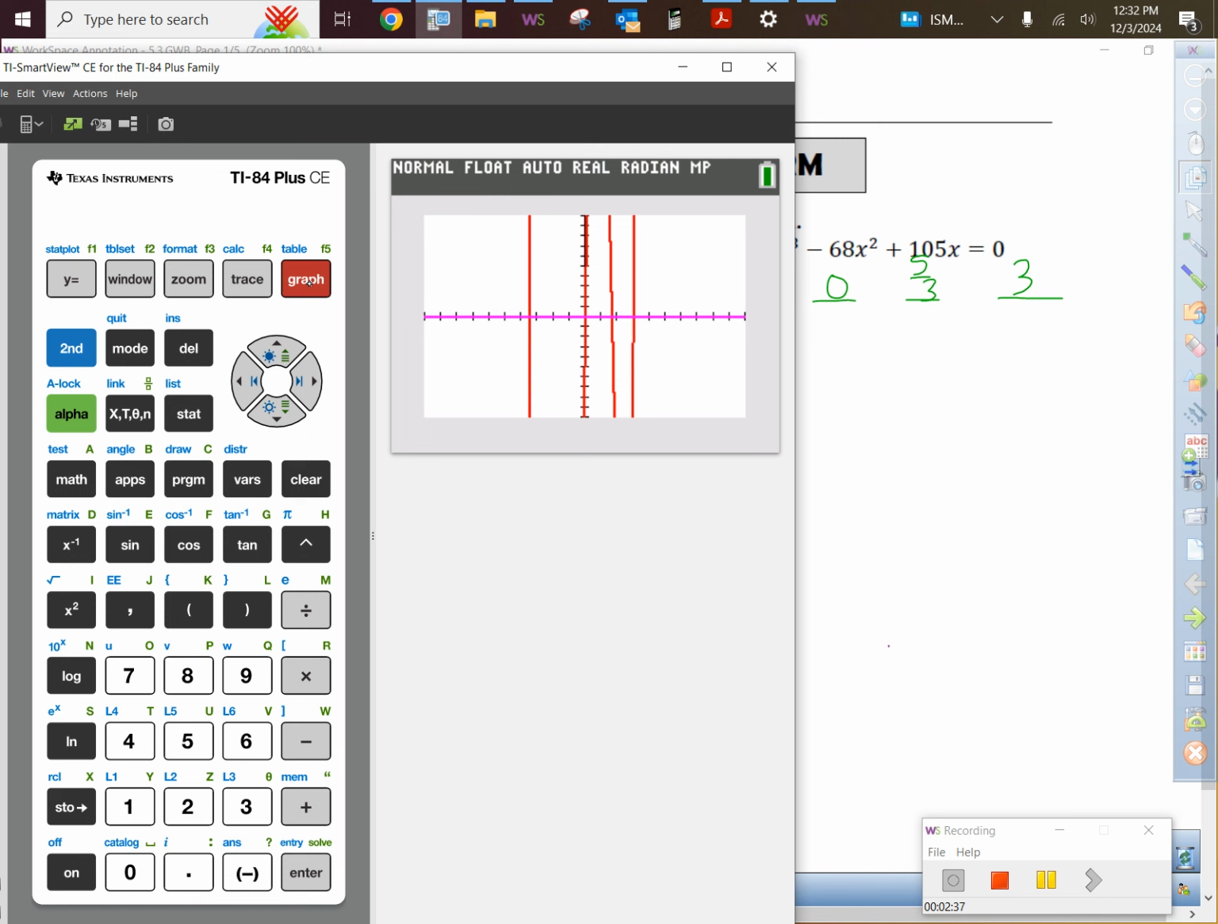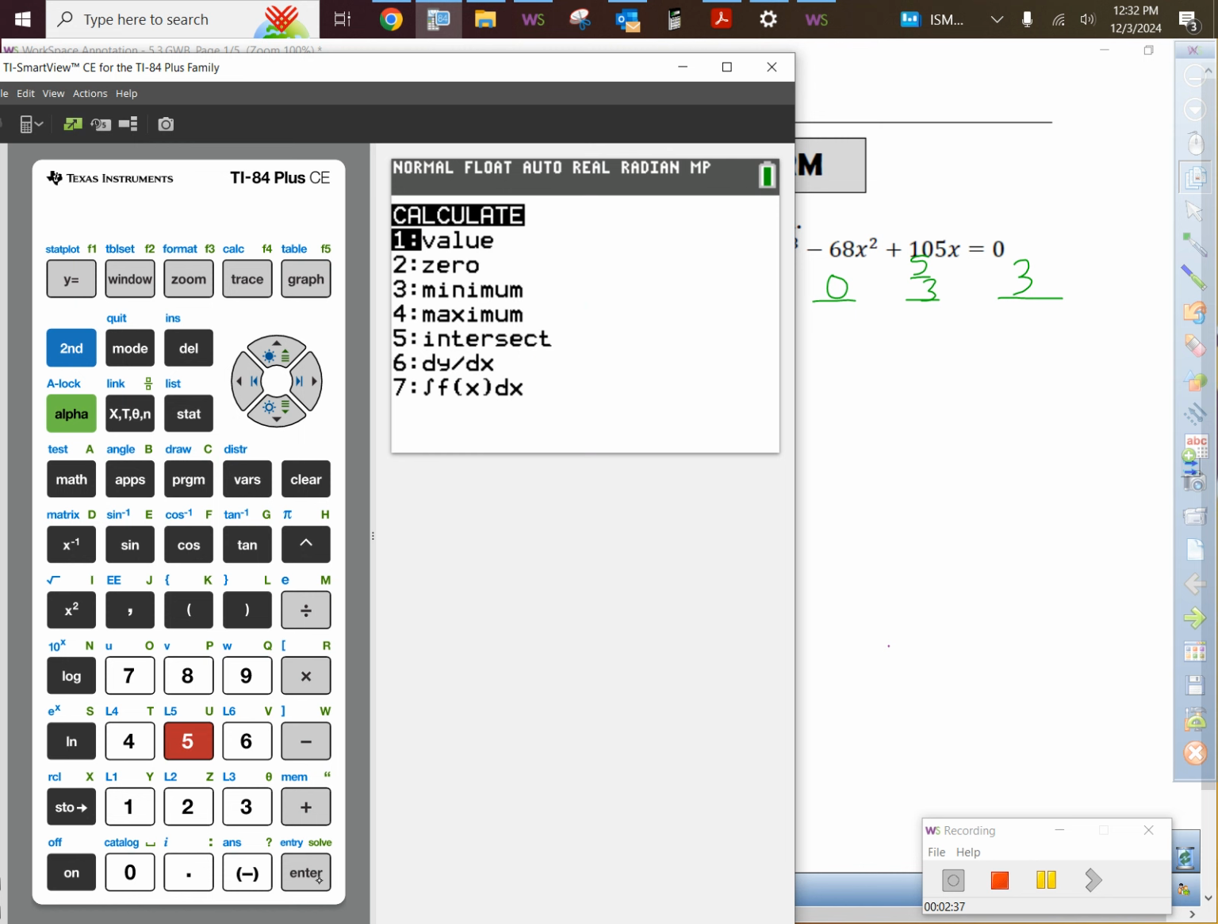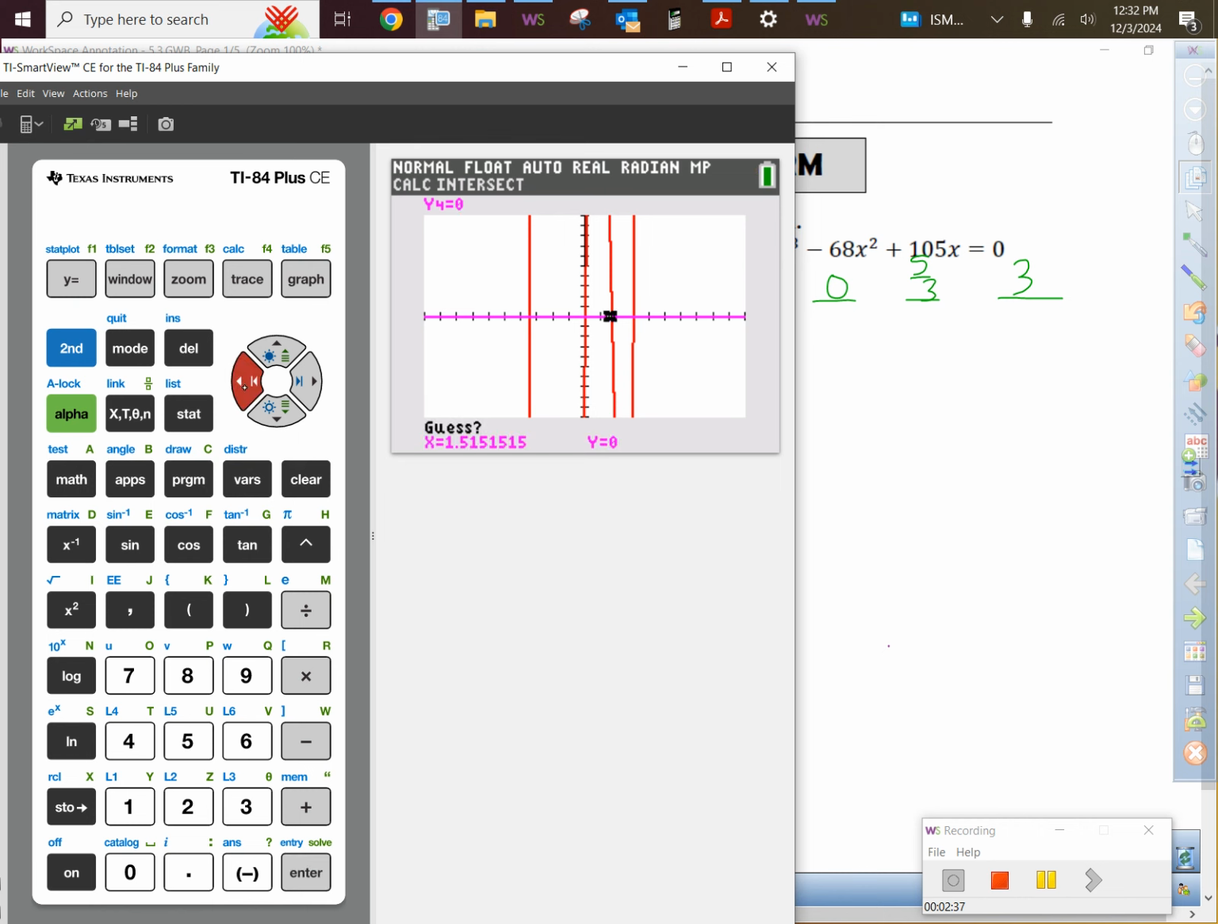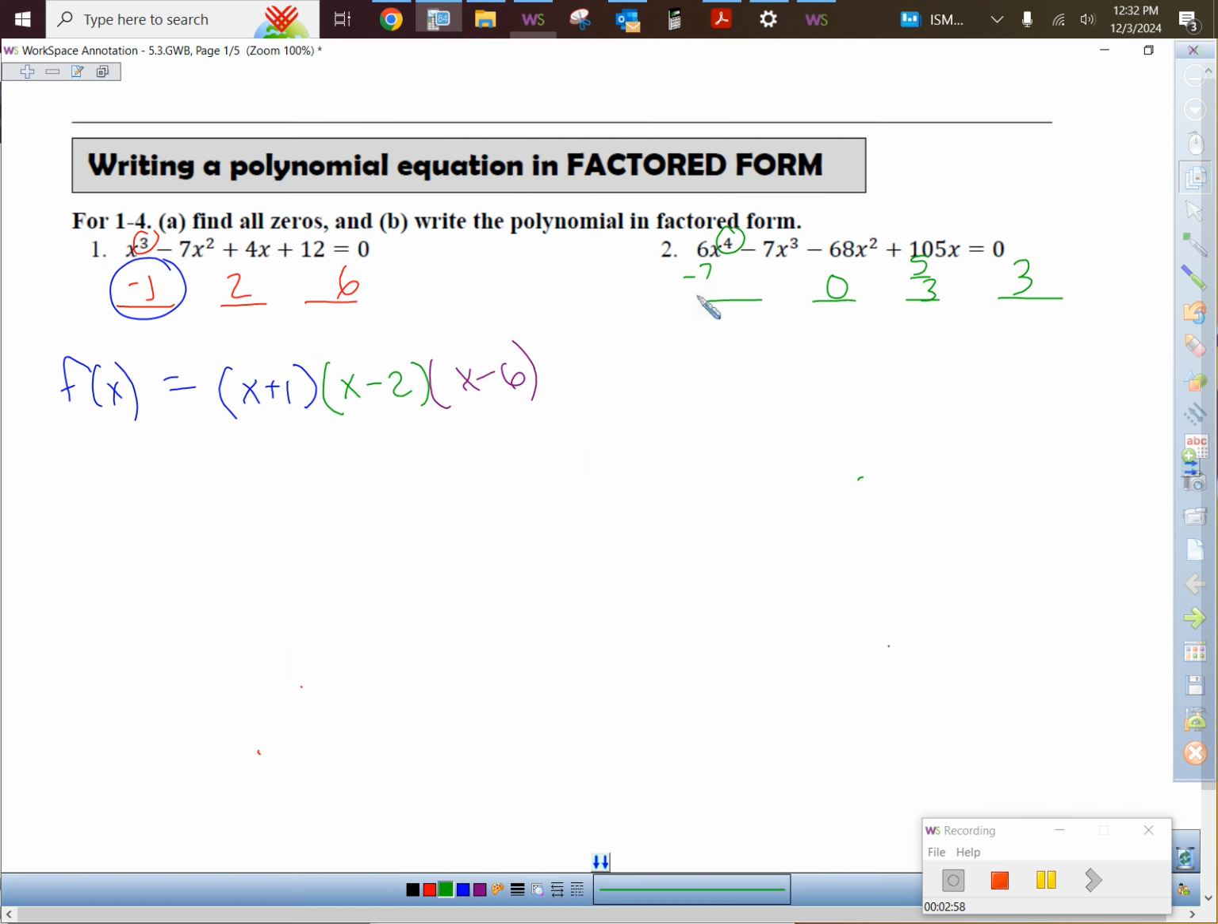So if I calculate, second, calculate, choice 5 for intersection, first curve, second curve, slide way on over to my guess to be closer to that guy. He is also a nice clean decimal, but we can't have any decimals. You'll see why here in a second. So -3.5 is the same thing as -7/2. If you didn't know that, you could also go back to the calculator and do math enter enter.